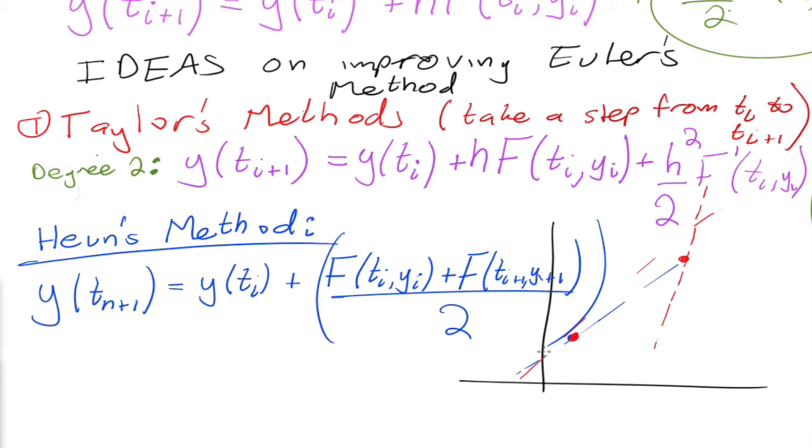Another neat thing to look up on Wikipedia: predictor corrector. So basically it's the average of the slope at that point and the next point, at t sub i, y sub i and t sub i plus 1, y sub i plus 1. Thumbs up? Okay.